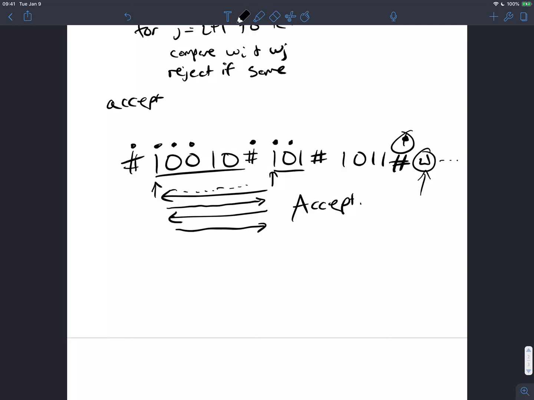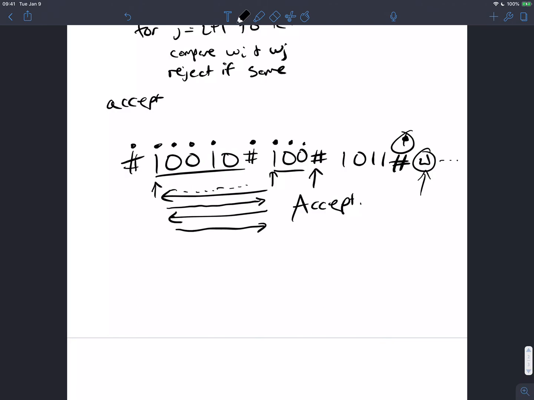No. What if instead I had a 0 here? And then I dot this one, I come back, I dot the 1 over here. I run into a pound sign. Are these strings the same? No, why not? Because they're not the same length. So, okay, let's just say that they're not the same string.